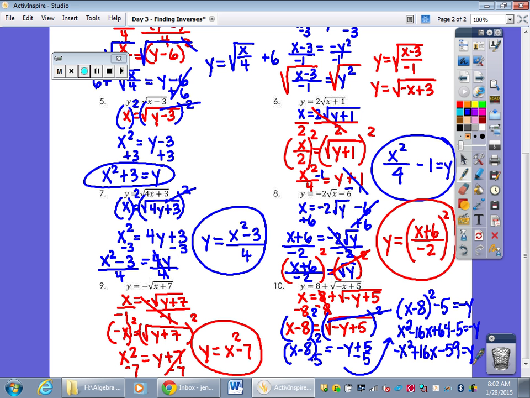Now the reason why they're all different signs is because of the negative y right here. And so we have to go through and make that negative, make that positive, make that negative and that positive. So it would end up becoming negative 59.